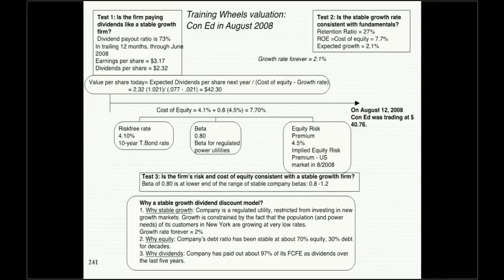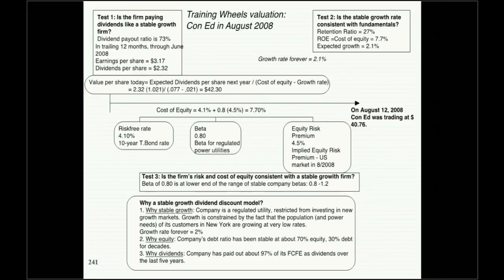In the stable growth dividend discount model, what I need is expected dividends next year, my stable growth rate, and a cost of equity. So let's start with the dividends. The dividends paid, and before I do this, though, I want to make sure that I'm not on the wrong path, because I want to make sure this model is okay. And there are three tests I'm going to run.